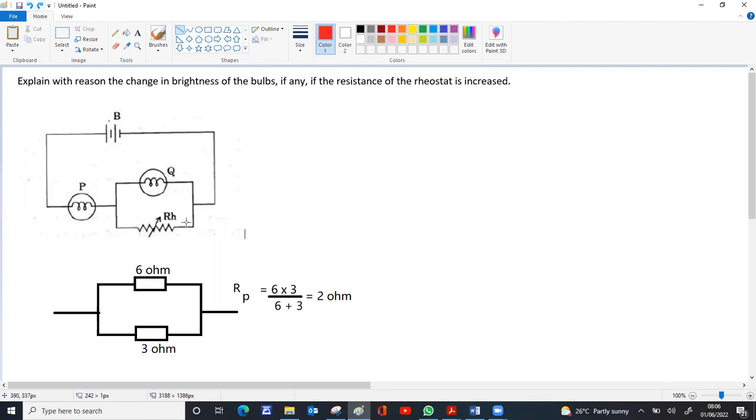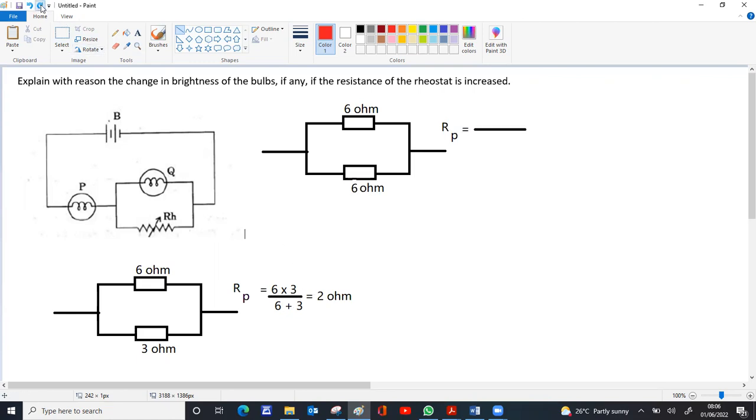Now, similar to the increase in rheostat here, we'll try to increase 3 ohms. Make it 6 for easy calculation. So 6, 3 is changed to 6, 6. Here again the parallel combination will be 6 into 6 by 6 plus 6, which is 36 by 12, that is 3 ohms. Since they are identical resistors, even without using this rule, we could have used Rp equal to R1 by 2, so 6 by 2. Anyway, the parallel combination becomes 3.